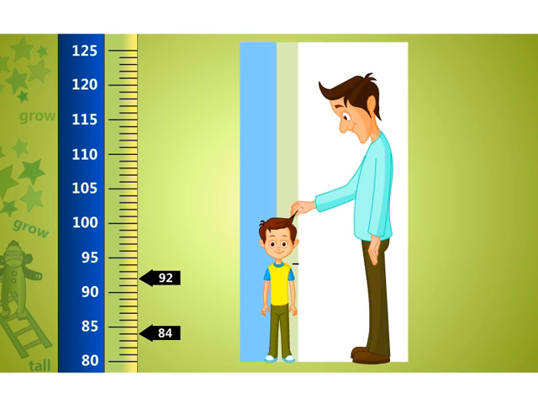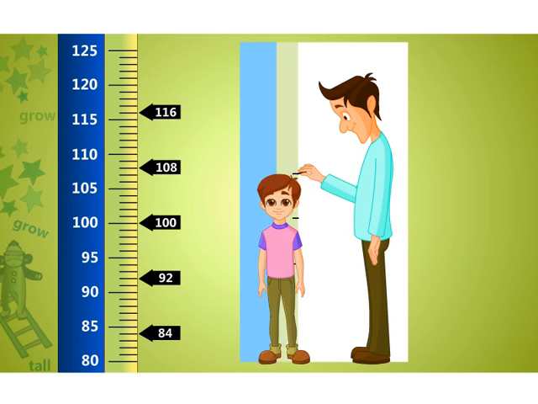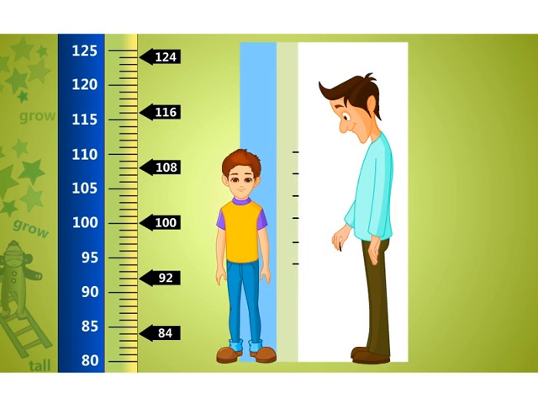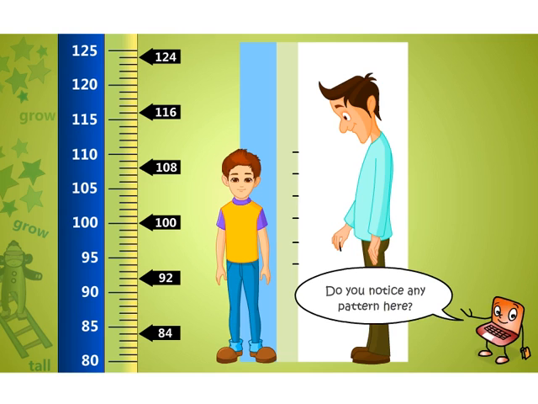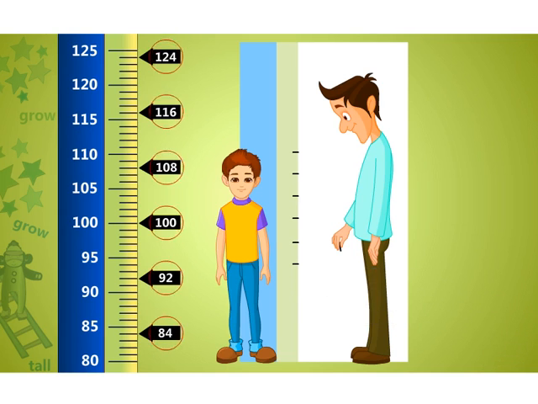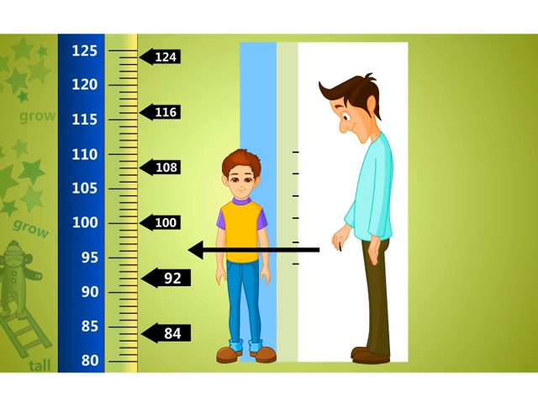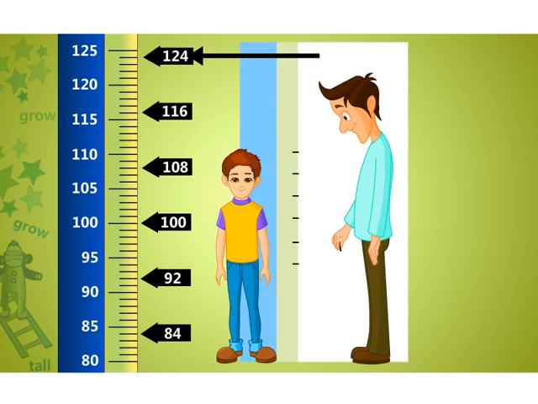Take a look at this real-life situation. John's dad has been marking this growth chart on his birthday for the last 6 years. Do you notice any pattern here? Observe the circled numbers on the growth chart: 84, 92, 100, 108, 116 and 124. We see that the numbers are increasing in a certain pattern. Every number is bigger than the previous number by 8.